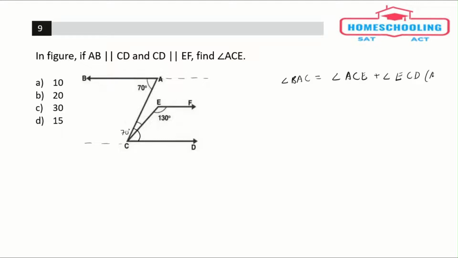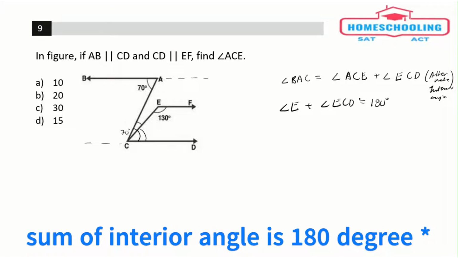because it is an alternate interior angle. And there is one more thing, that this is an interior angle, angle E, and this angle. The sum of these two angles, angle E plus angle ECD, would be 180 degrees.